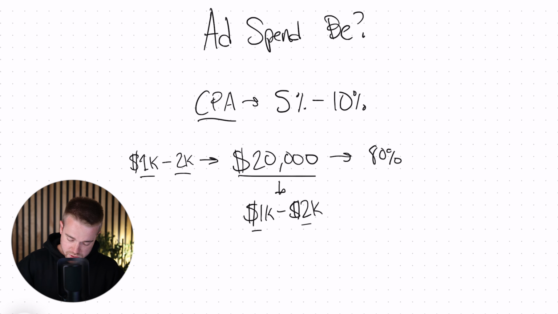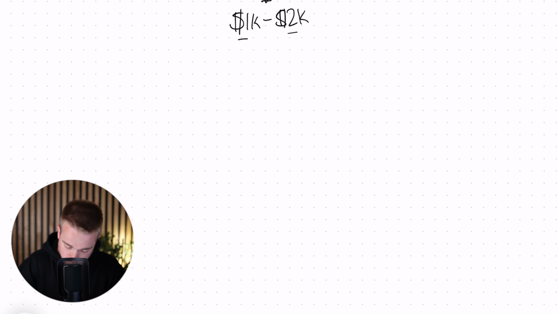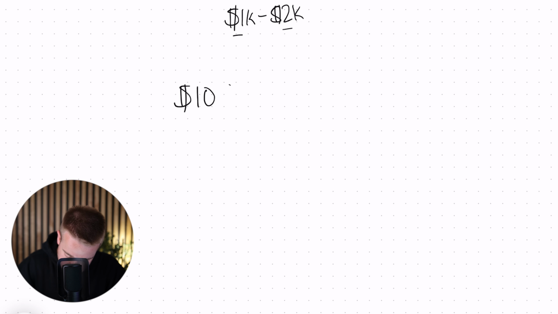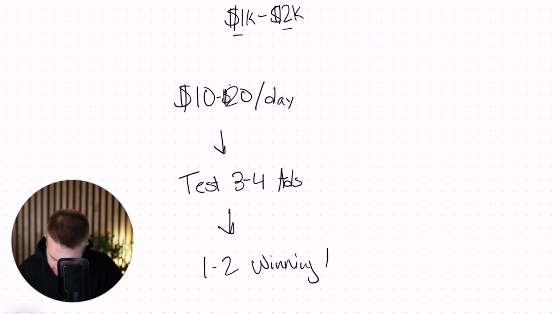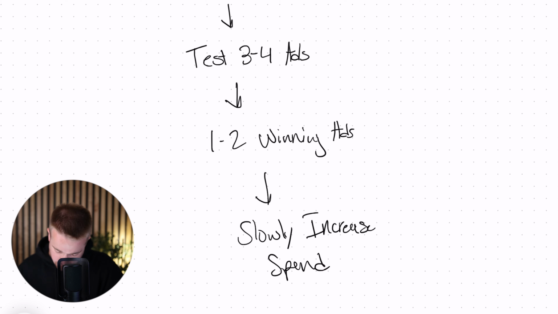Now, the way we start is we don't start by spending that right off the bat. Typically what we do with our clients is we have them spend $10 to $20 per day. Then we test usually 3 to 4 ads. Of those 3 to 4 ads, we typically find 1 to 2 winning ads. And then we slowly increase the spend from there.